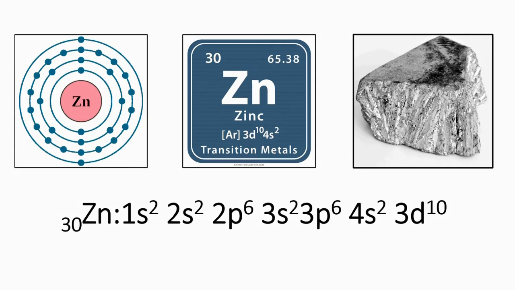Zinc has 30 electrons. In the following animation, we will see how the electrons are arranged in all the orbitals from 1s, 2s, 2p's, 3s, 3p's, 4s, and finally 3d orbitals.